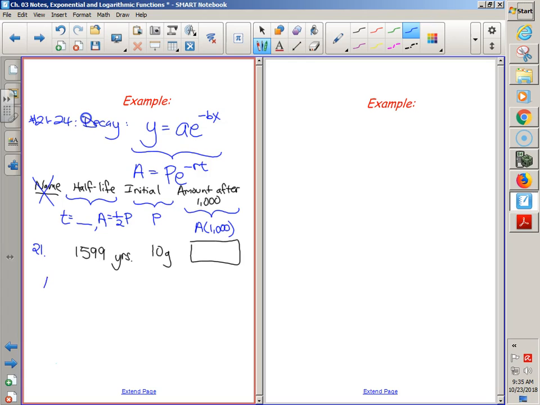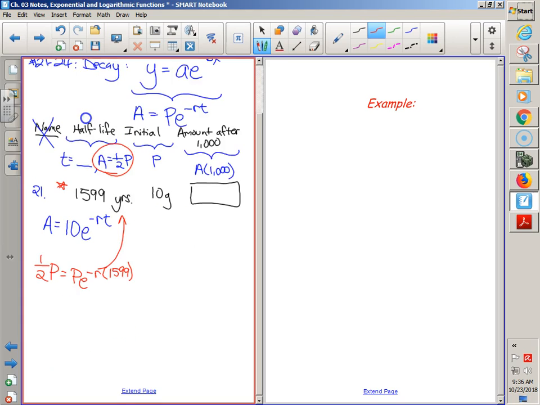All right. Our formula, A equals 10 grams times e to the, oh, we don't have a rate or a time. But wait, don't we have this clue? Let's use that clue with the formula. We know half-life. We know that A is 1/2 P. Who's P? 10. So we could just say 1/2 P is equal to P times e to the negative r times 15.99. We could just do that and forget the 10, or we could be super snazzy and say, we know it's 10, so this is going to be 5.